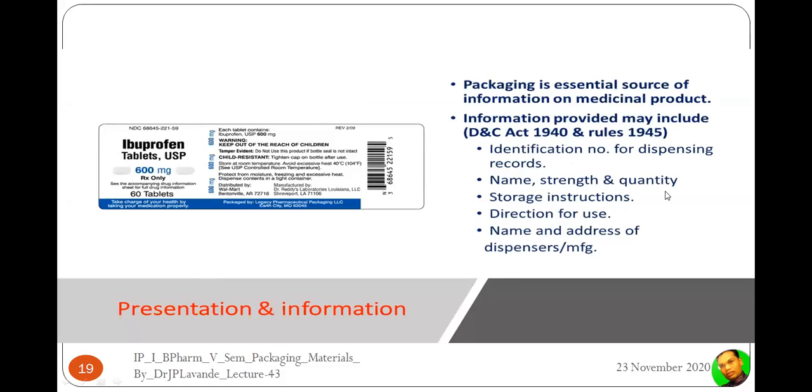Then there is a name, strength, and the quantity. This is the name, which is ibuprofen tablets USP, which is official. The strength is 600 milligram ibuprofen tablet, and the quantity is that this packing will provide 60 tablets of ibuprofen.